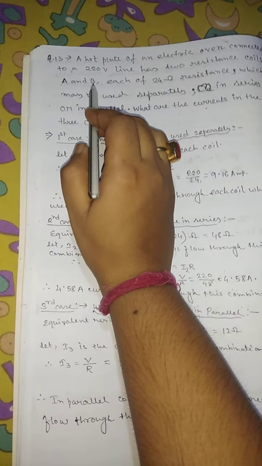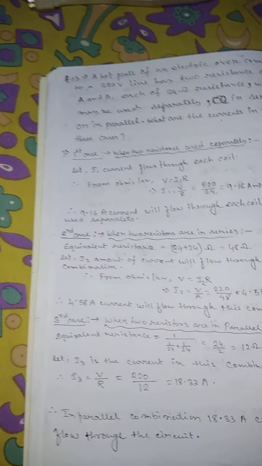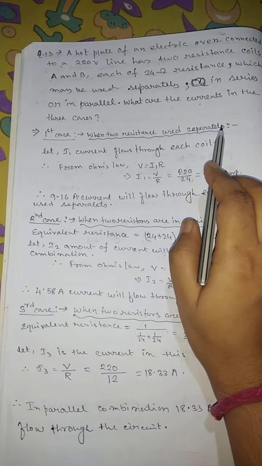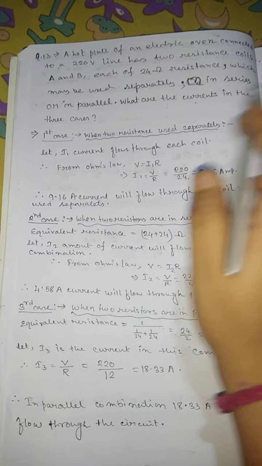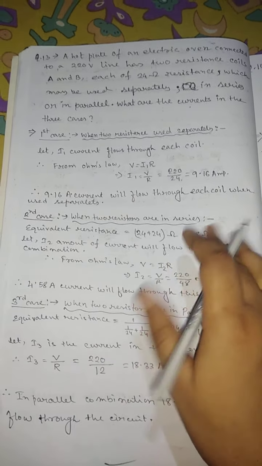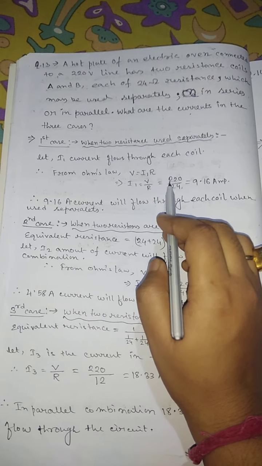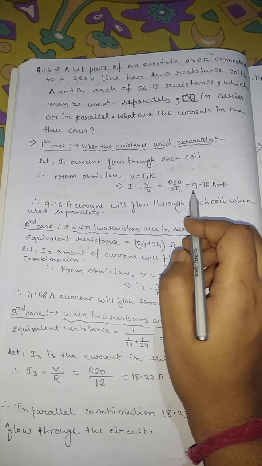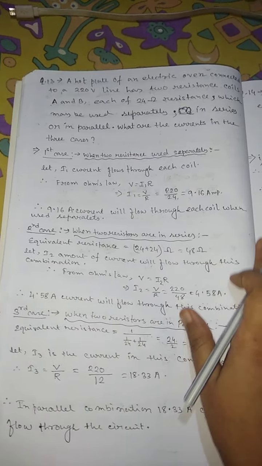First A and B used separately, then A and B connected in series, then A and B connected in parallel. When used separately, suppose I1 current flows through each coil. Because the resistance is the same, the same amount of current flows through each coil. So I1 equals V by R using Ohm's law. Put the values, 220 volt by 24, and we have this. So this amount of current will flow through each coil when used separately.